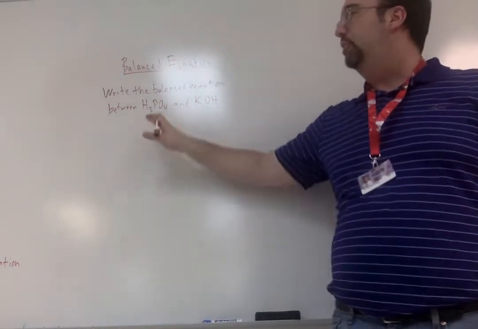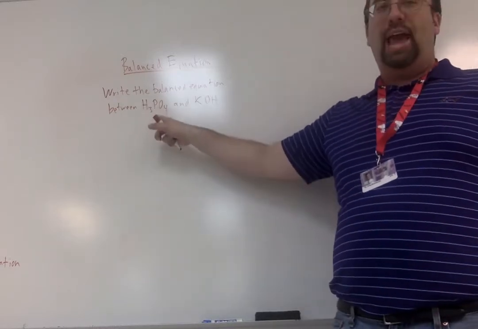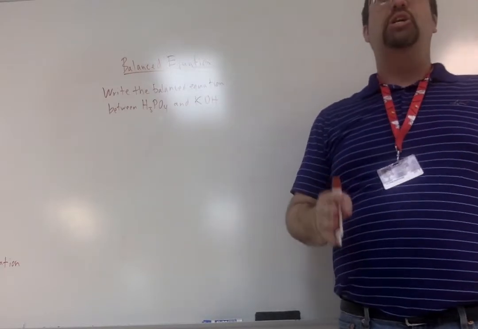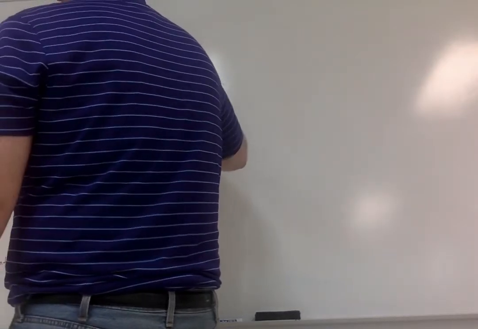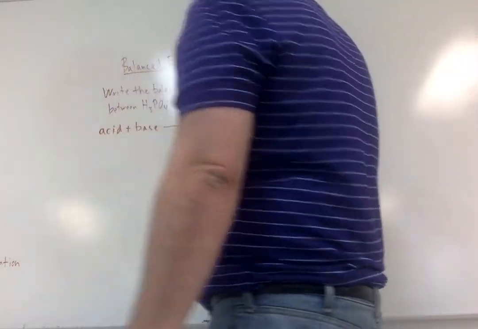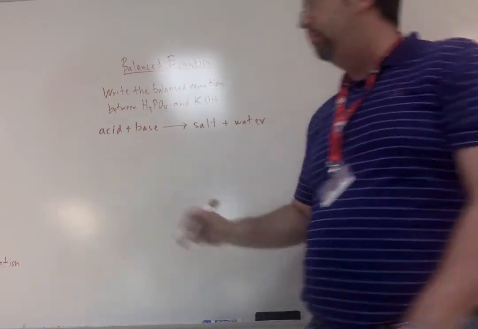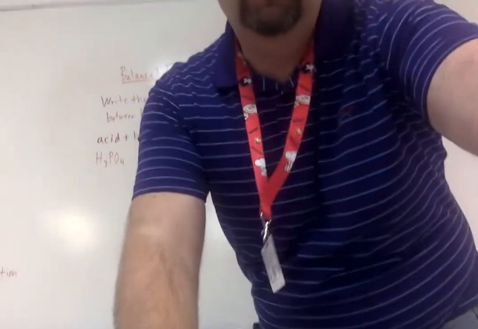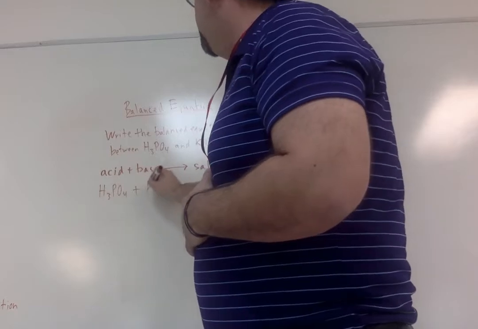So I will give you guys the formulas for these. Notice that we have phosphoric acid, which is an acid obviously. Potassium hydroxide is a base, and so remember that whenever you add an acid to a base, you will always form a salt and water. All right. And so notice our acid in this case is H3PO4. We also then have our base, which is KOH.